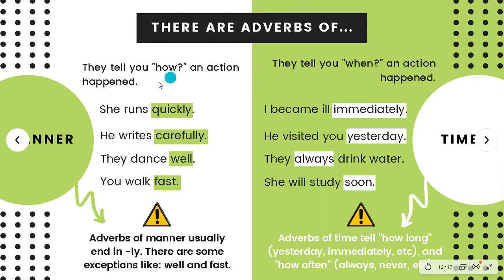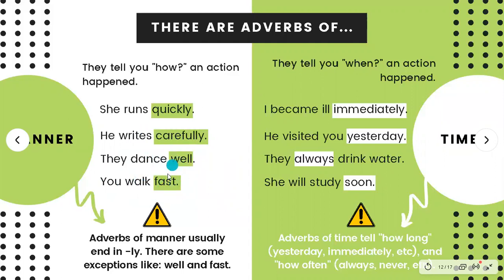¿Cómo ocurrió una acción? Eso es lo que dicen, ¿cómo? Y yo le pregunto al verbo, she runs, ella corre. ¿Cómo corre? How? Quickly, rápidamente. Él escribe, he writes. ¿Cómo escribe? ¿De qué manera escribe? Carefully, cuidadosamente. Oh, there you go. They dance, ellos bailan. ¿Cómo bailan? Well, bien. Ok, you walk, tú caminas. ¿Cómo caminas? Porque no solo caminas. ¿Cómo caminas? Fast, right? Rápido. So, there you have it.